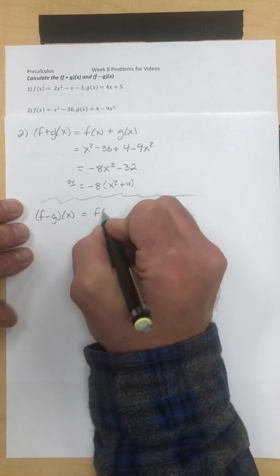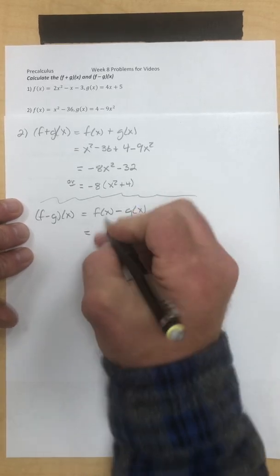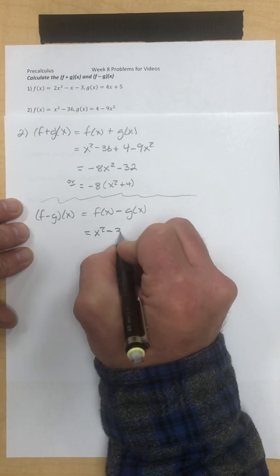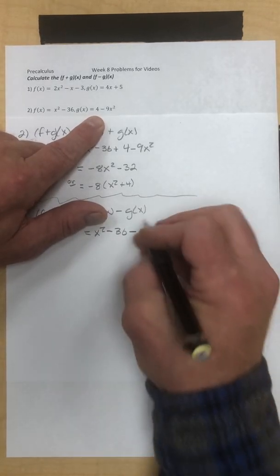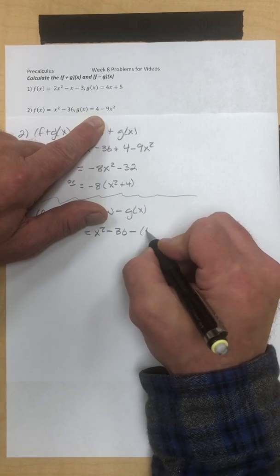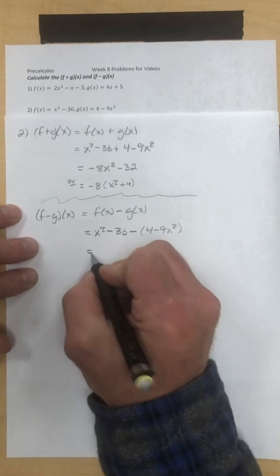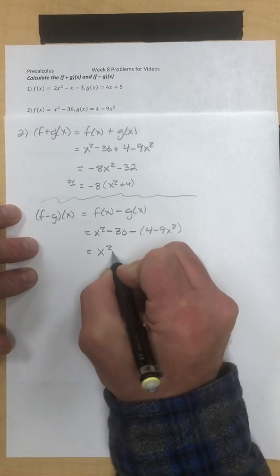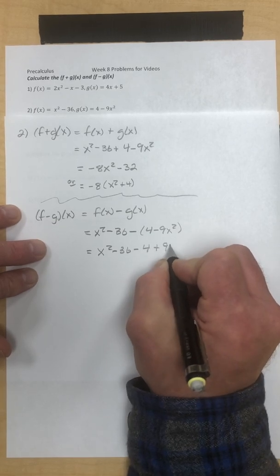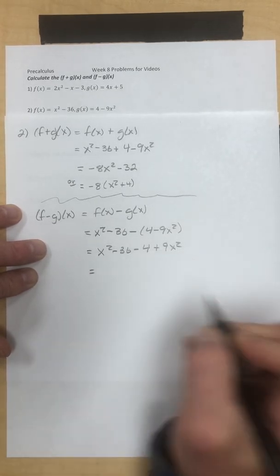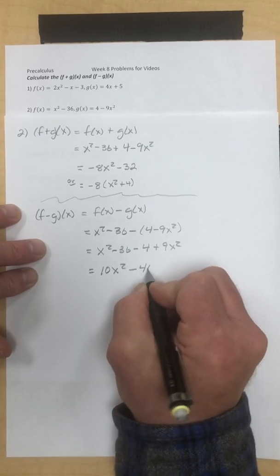So now I'm going to do f minus g of x. So I've got to go f of x minus g of x. So we have x squared minus 36 minus, and again, you're going to be subtracting something with more than one term, so you got to use the distributive property. 4 minus 9x squared. Distribute, and so I get x squared minus 36 minus 4 plus 9x squared. And then collecting similar terms, I'm going to get 10x squared minus 40.